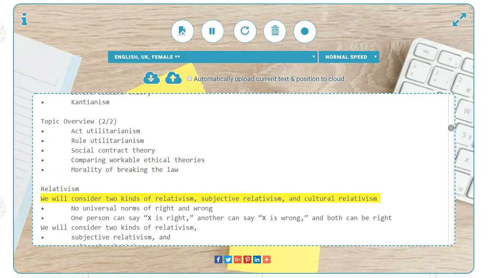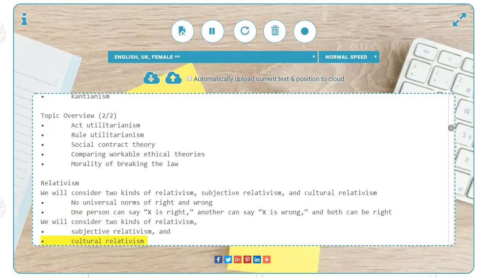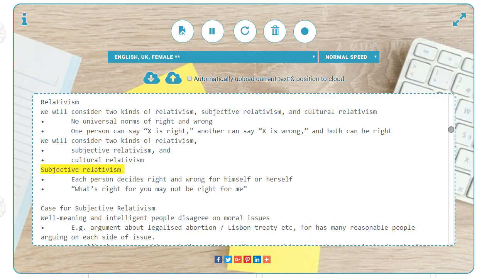Relativism. We will consider two kinds of relativism: subjective relativism and cultural relativism. There are no universal norms of right and wrong. One person can say X is right, another can say X is wrong, and both can be right. Subjective relativism: each person decides right and wrong for himself or herself. What's right for you may not be right for me.